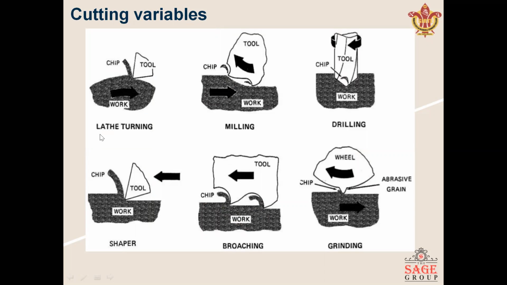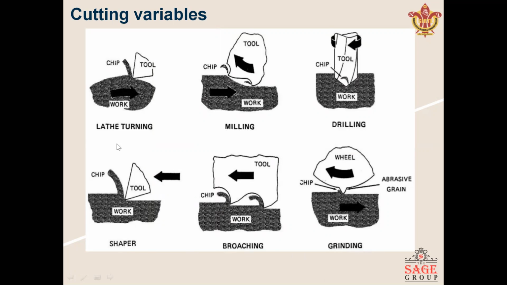You can see this is the operation in the lathe, the turning operation. We have seen earlier, the previous slide is showing the turning operation of the lathe machine. In the milling, we are also getting the chip formation, and the process is somewhat different from the lathe turning. The drilling is also similar to the milling, but the tool is different. The shaper, broaching machine, grinding.